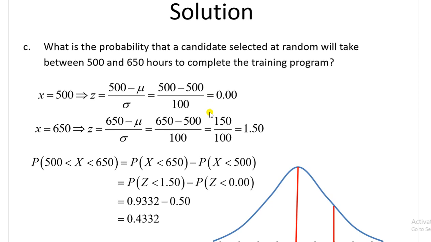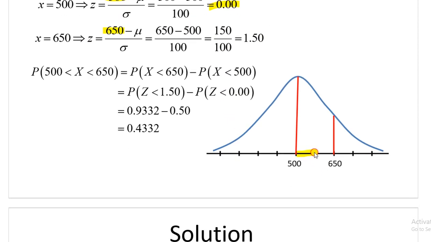Now between two values 500 and 650, so again we will convert 500 into z-score and similarly 650 into z-score. So these are the two values. Now I have to find the probability between them. If you look at 0.00 in the z-score, if you want to write the z values here, this is x. So if you want to write z values, this is 0 and this is 1.5.